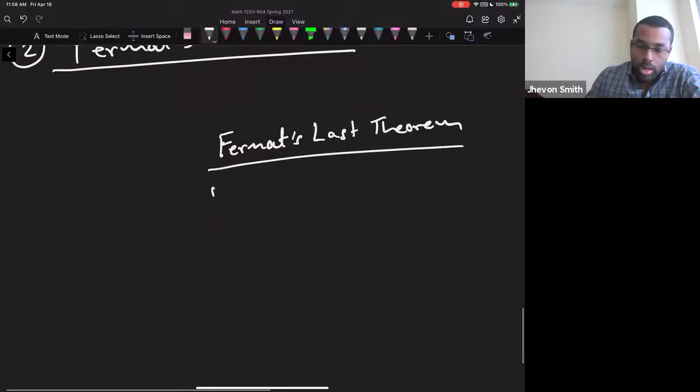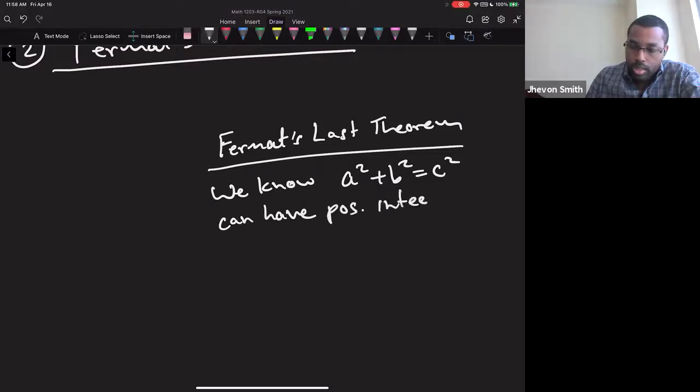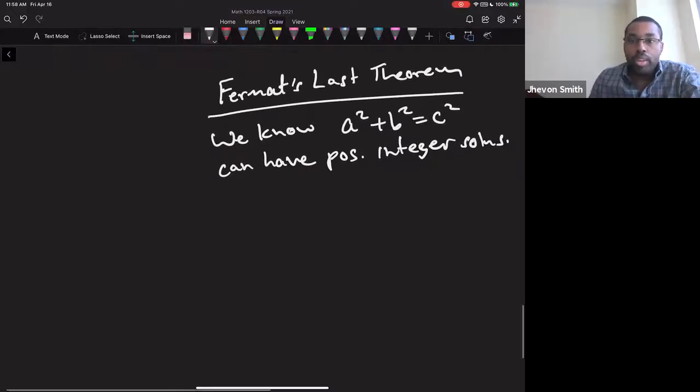So we know that, for example, a squared plus b squared equals c squared can have positive integer solutions like 3, 4, 5, or 5, 12, 13, right? We've seen that. It turns out that that is peculiar to the second power and the first power.